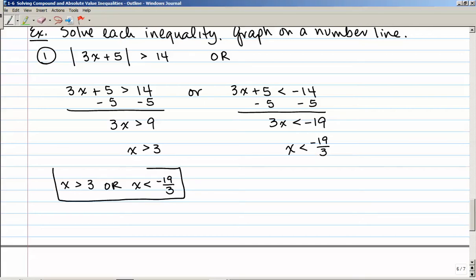And it doesn't matter which part you put first. Most people will put the negative part first. But definitely when we go to graph, I do need my negative 19/3 over here. And I need my positive 3 over here. And it's going to be greater than 3 or less than negative 19/3. And that's what your graph will look like.